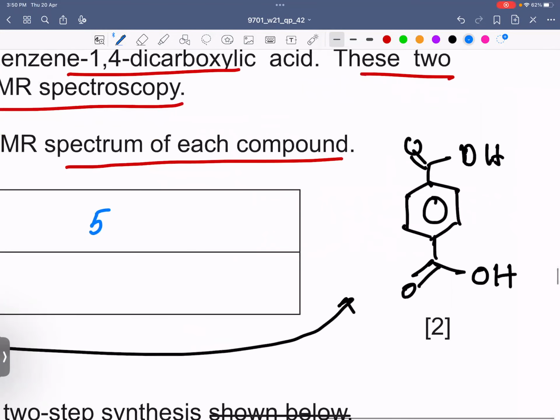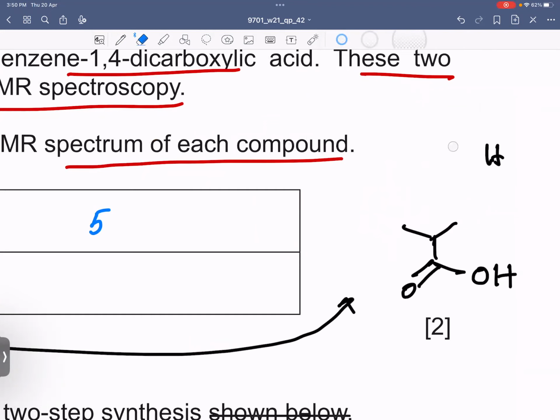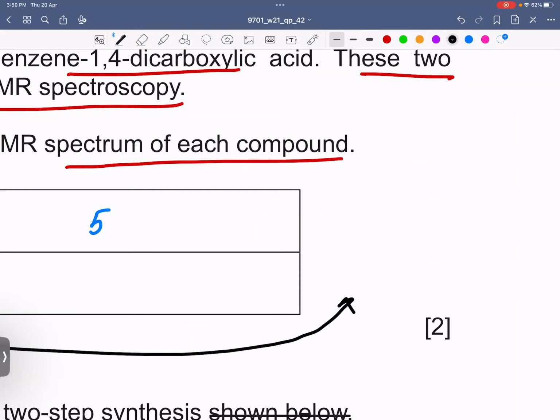Okay, let me do one more thing to make you understand. It's benzene 1,4 dicarboxylic acid. So see, let me draw the benzene.